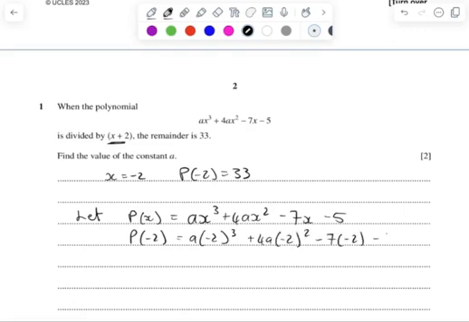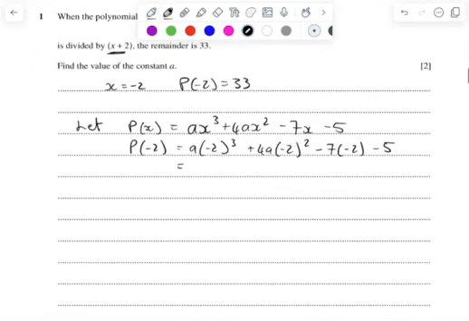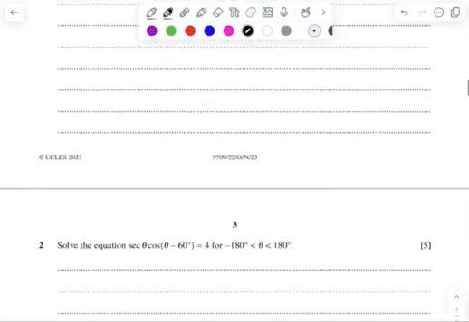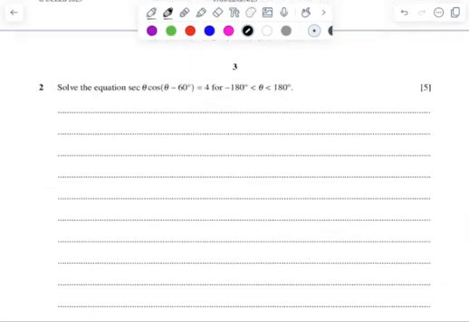And this is going to give me minus 8a plus 16a plus 14 minus 5. And this should actually be equal to 33. So I can work out my a directly. That's 24, so my a must be equal to 3. Cool, that is question 1. Just a quick 2 marks. Okay, straightforward question, no part B's to that one.